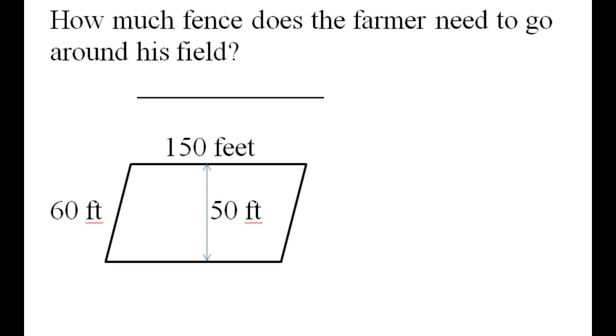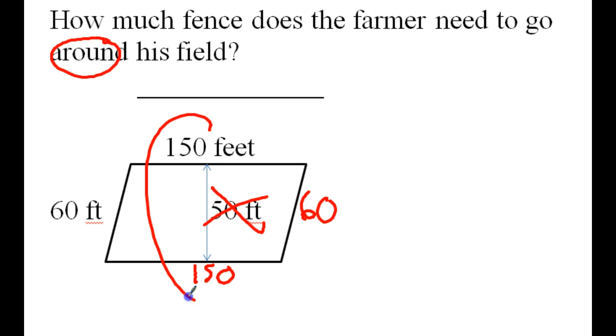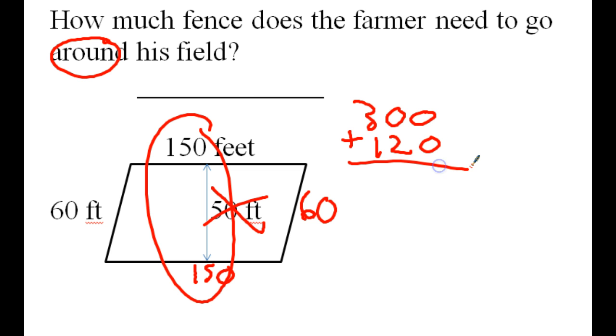How much fence does the farmer need to go around his field? Since I'm going around, it must be a perimeter kind of problem, so I don't even care about this height on the inside. But I do need to label all my sides, so the bottom's going to be 150 and this side's going to be 60. 150 and 150 is 300. 60s would be 120. Add them together, 420 feet to go around.